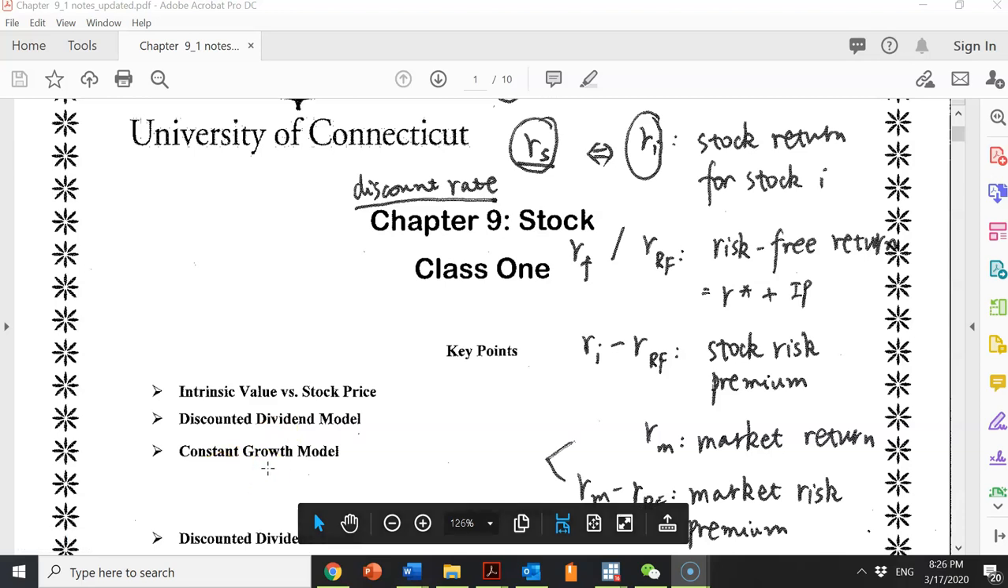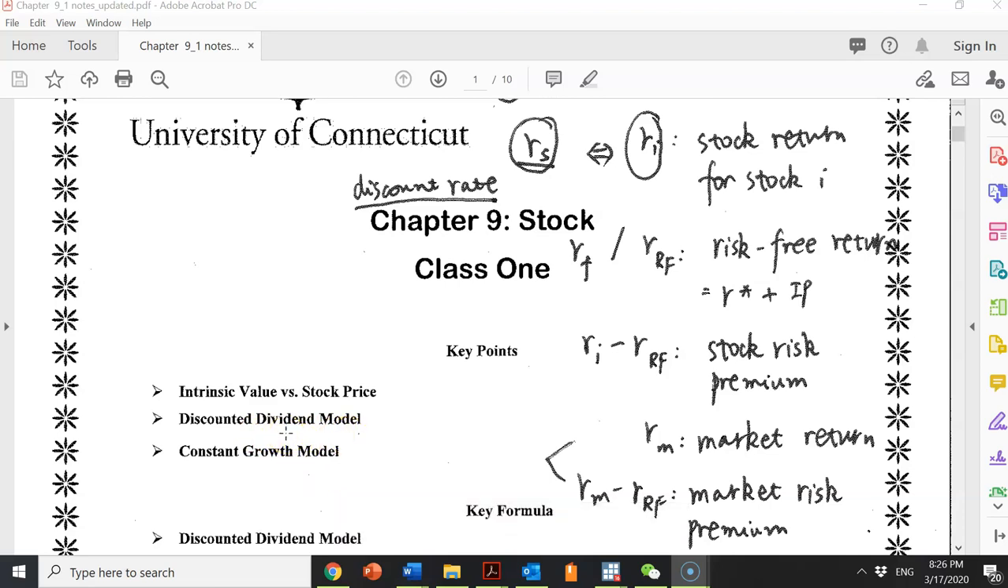In class 2, we're gonna have non-constant growth model for discounted dividend model when the dividends are not growing constantly. For class 3, chapter 9, we're gonna introduce a second model to estimate stock price, which is called corporate valuation model. We're gonna talk about it in the future videos.